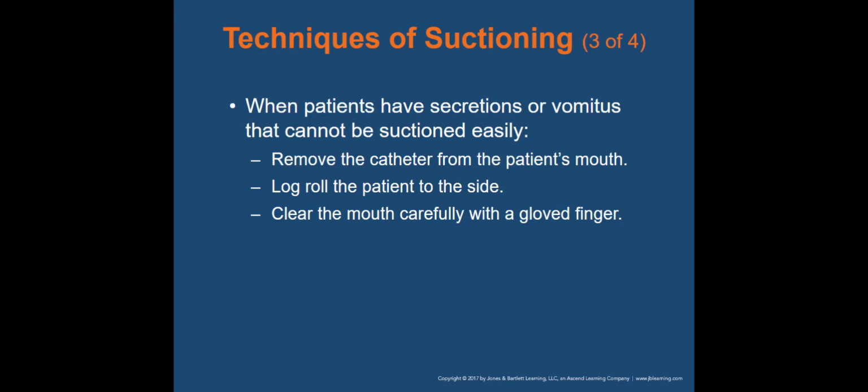When patients have secretions or vomitus that cannot be suctioned easily, remove the catheter, log roll the patient to the side, i.e. the recovery position, and clear the mouth very carefully with a gloved finger. In fact, put something in between the teeth, like an OPA, something to give you just enough room that if the patient starts to close their mouth or starts to bite down aggressively, it'll give you enough time to get your fingers out.